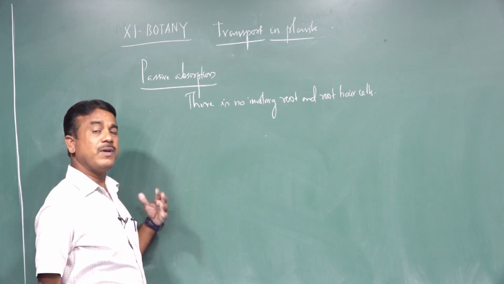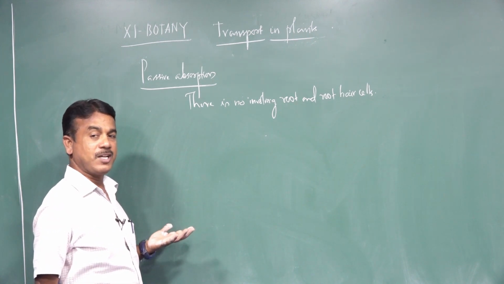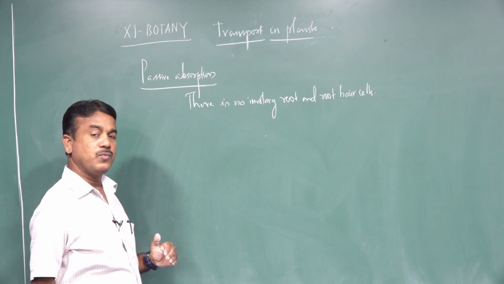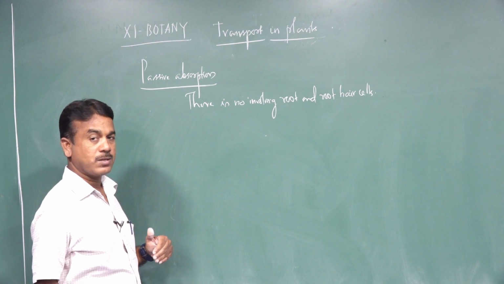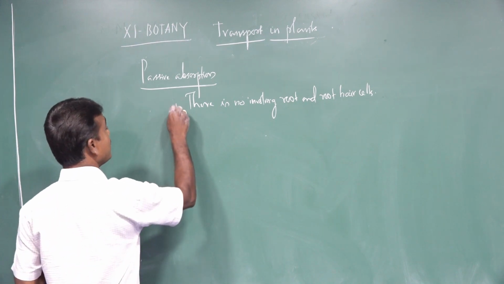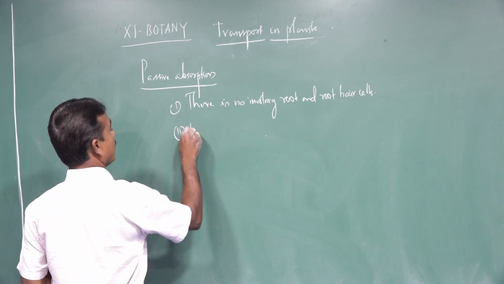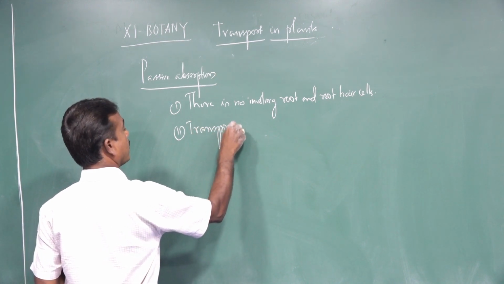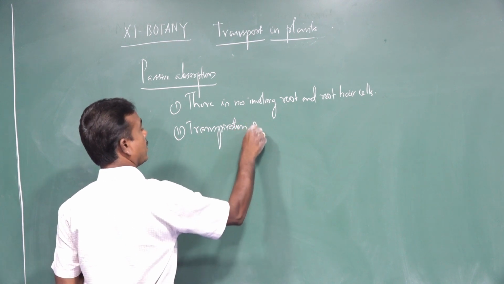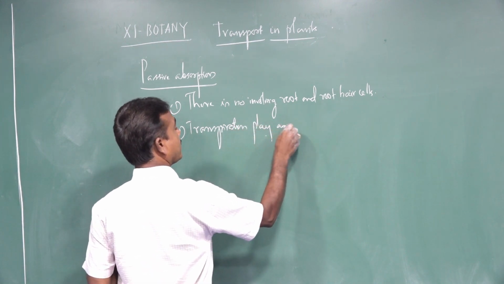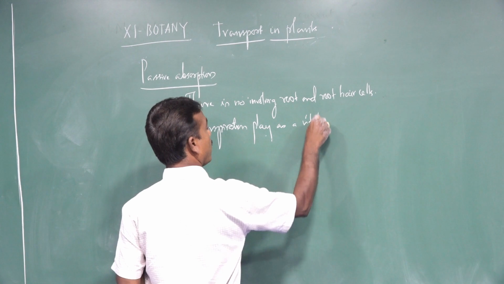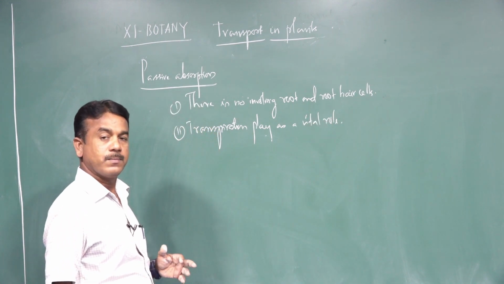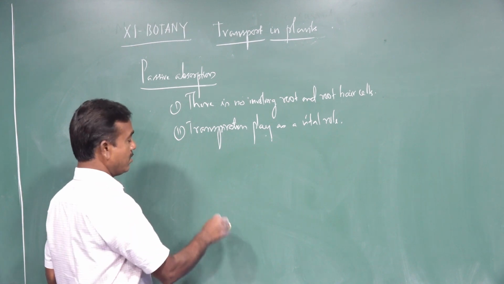But in what way can absorption take place? The root does not play any role. What plays an important role is transpiration. It plays a vital role. How? That is an important characteristic feature.